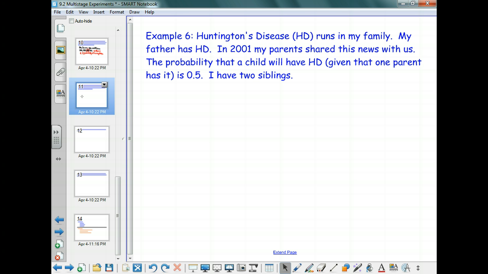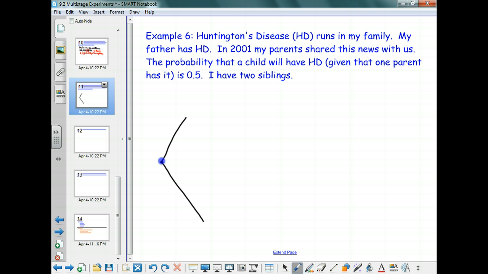In 2001, my parents decided that they were going to tell everybody what Grandma had. And by the way, your father has it too, which means you all have a good shot of having it. My brother, my sister, and I. So what we're going to do on this problem is exactly what I did in my head that night when my parents decided to tell us this. We're going to do it with tree diagrams. Okay? So I am the oldest.